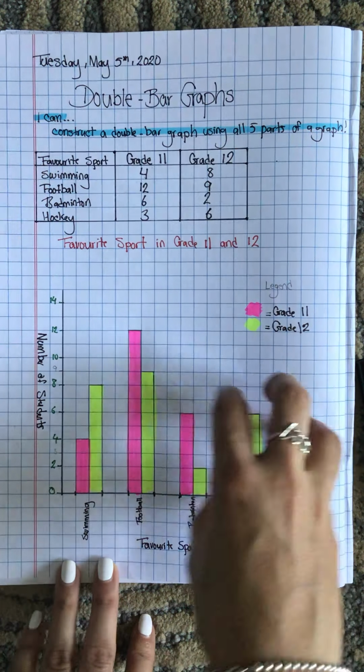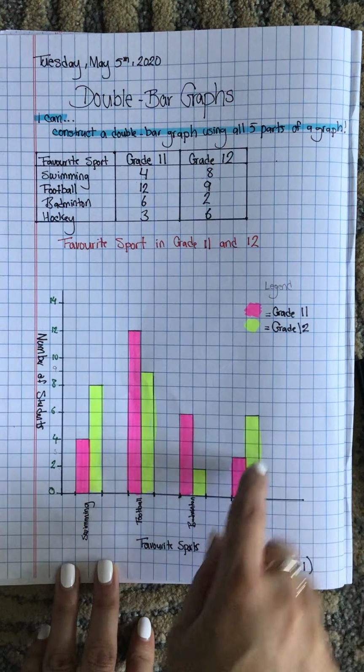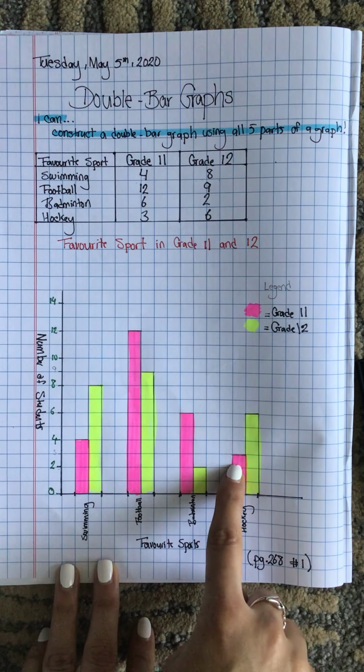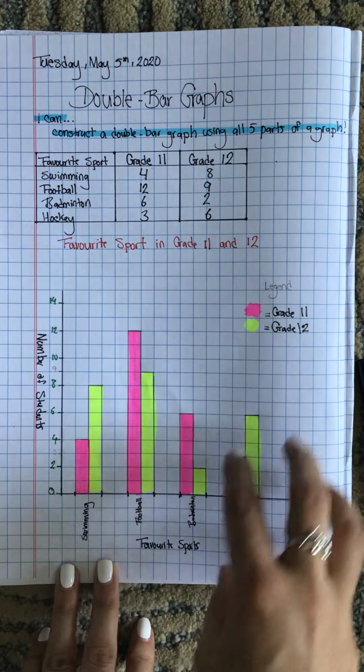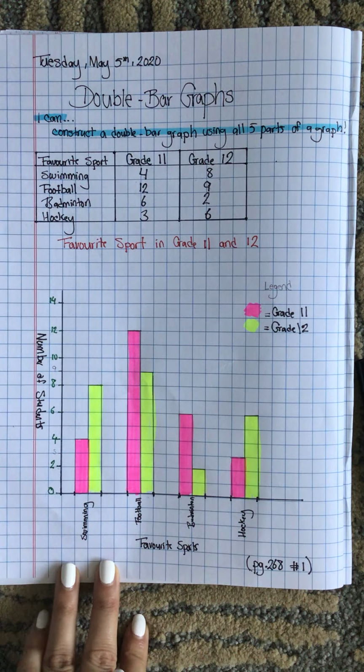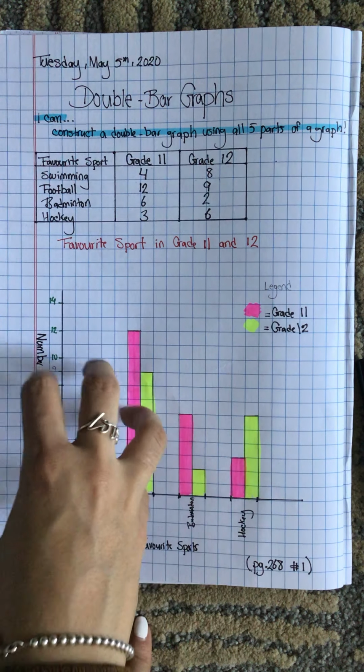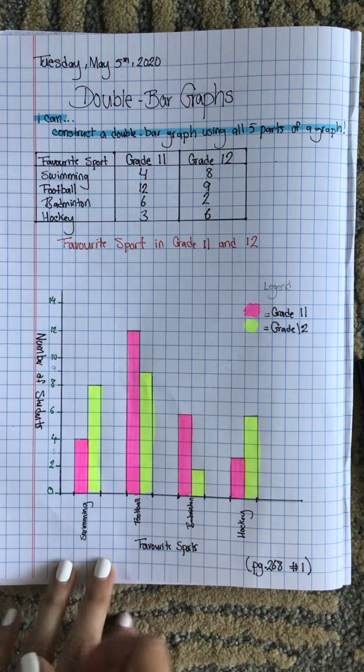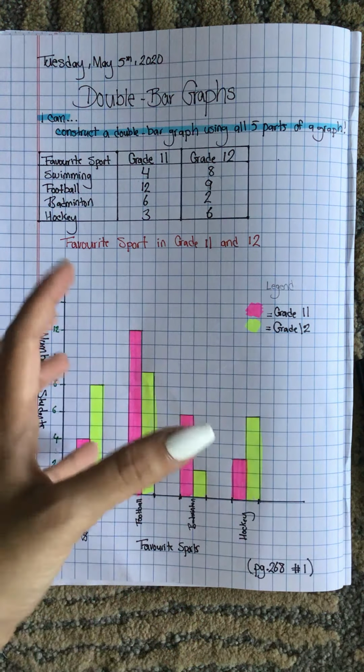You can talk about totals, right? 6 and 4, yeah. There are 10 students in total who like hockey. There are 12 students in total that like swimming. So it's just pulling out whatever information.